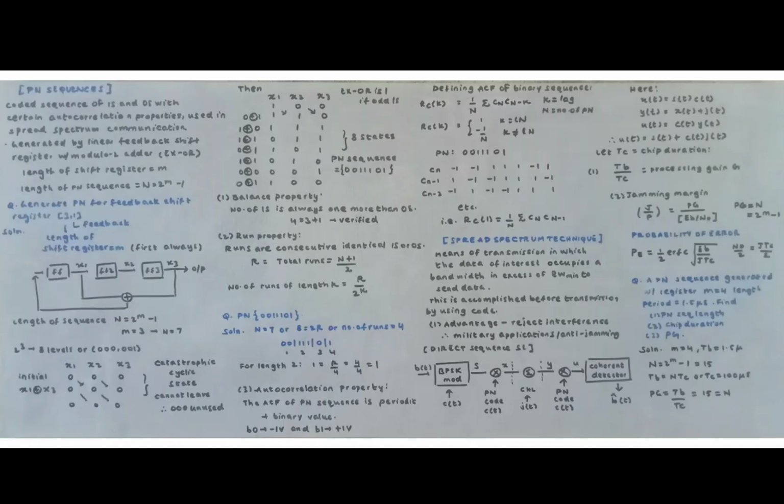So here is a question which utilizes the substitution of all these formulas. So you'll see that Tb is NTc and Tc is 100 nanoseconds. N is 2 power m minus 1 equals 15. Pg is Tb by Tc, like we just discussed.